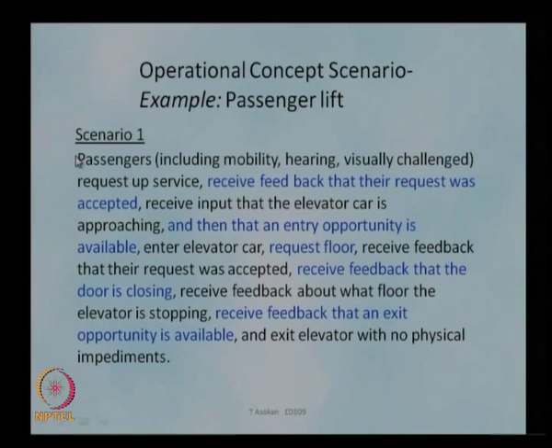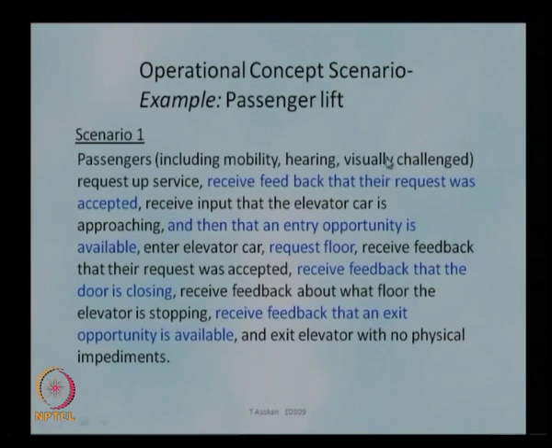So, it clearly explains the whole scenario of using an elevator by a passenger from the moment he requests a service to the extent where he actually comes out of the elevator without any physical impediments. It is important to say all these words, including mobility, hearing, visually challenged, as well as exit elevator with no physical impediments. All these will define the actual requirements to be provided in the elevator.